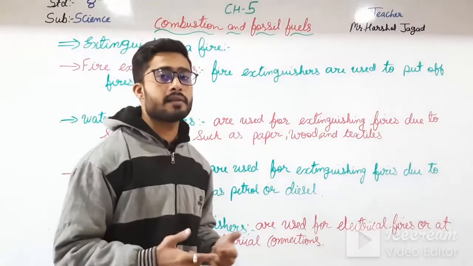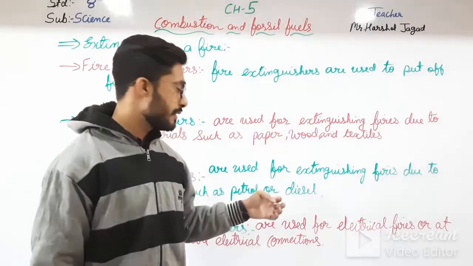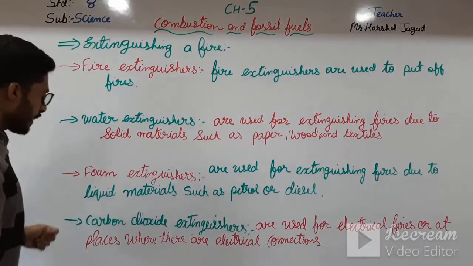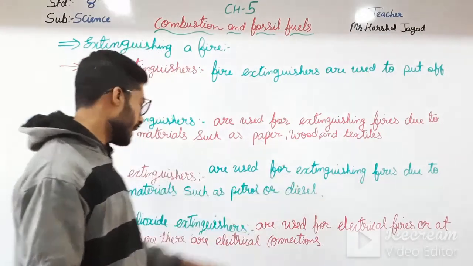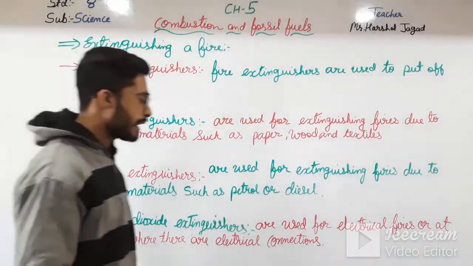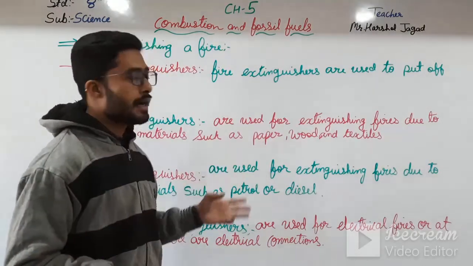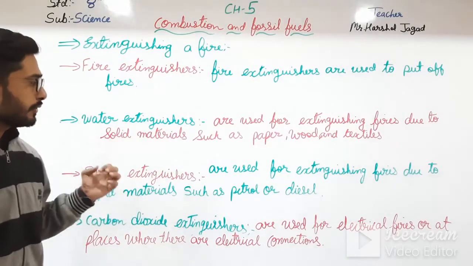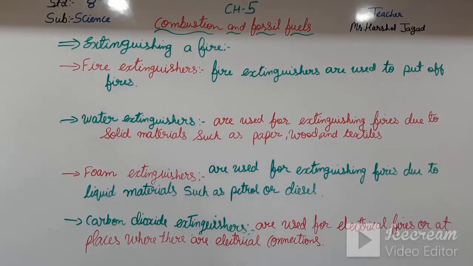The liquid materials that cause fire are petrol or diesel, due to which if there is a fire, then foam extinguishers are used. Then carbon dioxide extinguishers are used for electrical fires or at places where there are electrical connections. Okay, so these are the different types of fire extinguisher. If you want to underline this, then you can underline. Okay, and we will just move towards the next topic, that is flame.